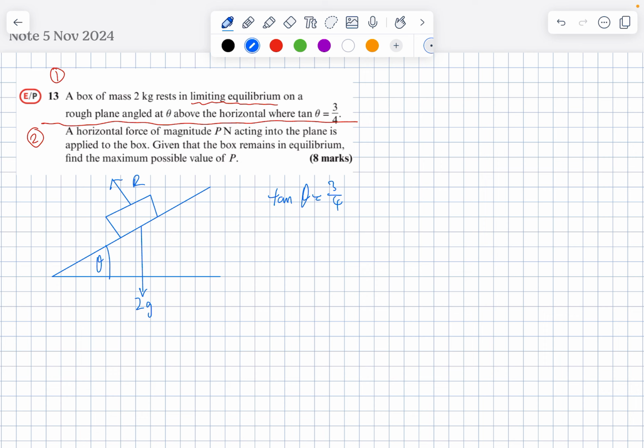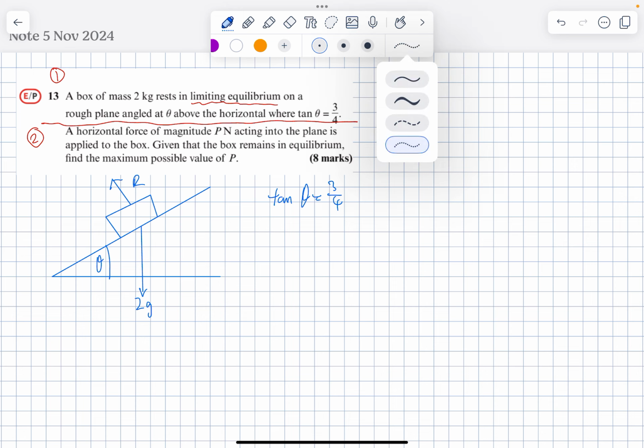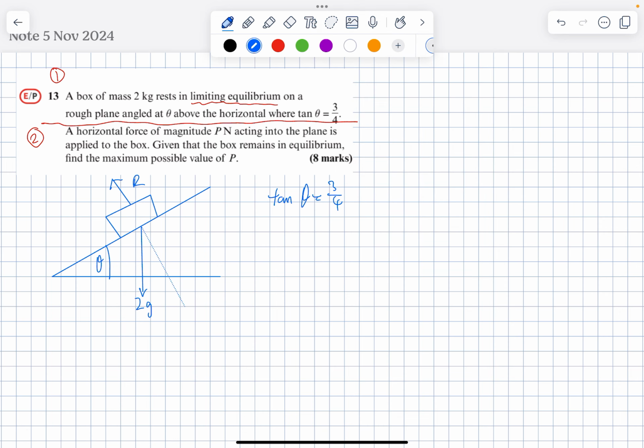So part 1, what forces have we got? Well, let's quickly just put our axes in. Okay, so, right, so what force have we got? Well, first thing we know is this is tan of 3/4. That means if I take a right angle triangle, the opposite is 3 and the adjacent is 4. So we know that the hypotenuse is 5 using Pythagoras, which means then that sine of theta is 3/5 and cos of theta is 4/5. And we'll use that later.